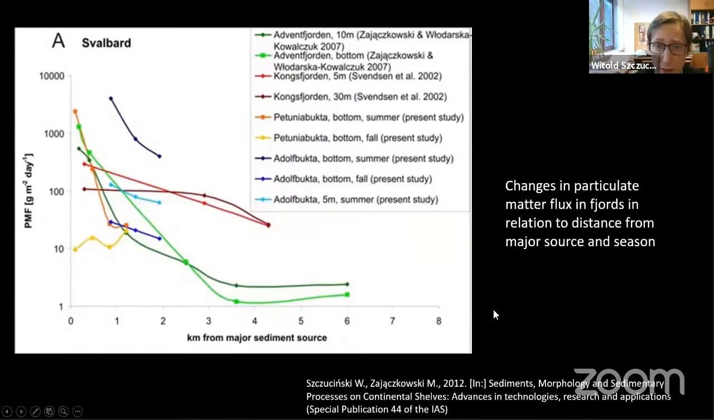If we compare the results from Adventfjord and Petuniabukta, two bays with fjord head deltas, and Kongsfjord and Adolfbukta, two cases with tidewater glaciers, we may see that with distance from the major sediment source, of course, the particulate matter fluxes decrease rapidly, and note the logarithmic scale. However, there is a kind of change between the systems. In front of the deltas, the deposition takes place really rapidly, so within the first few hundred meters, most of the suspended sediment is deposited on the seafloor, while in the case of tidewater glaciers, the sediment is dispersed over larger areas, at least a couple of kilometers.